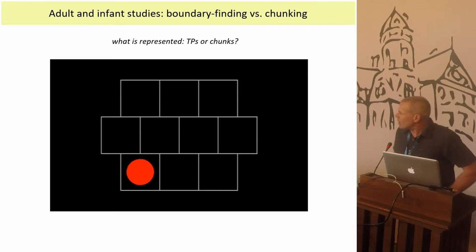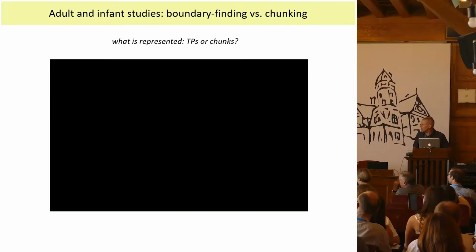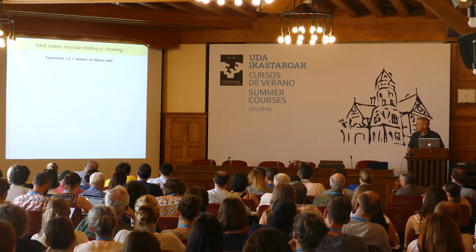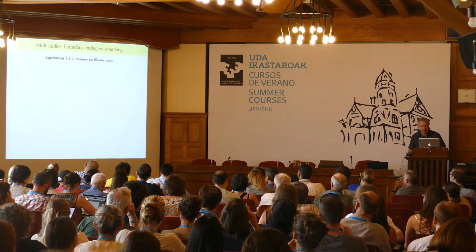So I'm going to tell you first about an adult study using looming shapes of the kind that I told you about before, but in this case, there's a 10 location array, and we use 10 shapes that are loomed like this in a structured sequence. I'm going to tell you about 4 studies with adults, and these aren't published yet, but we're writing them up now.